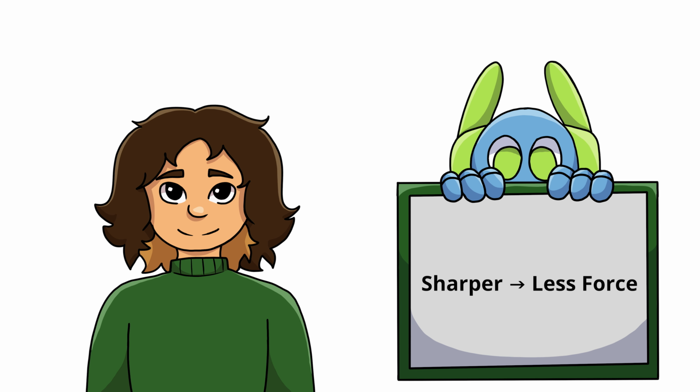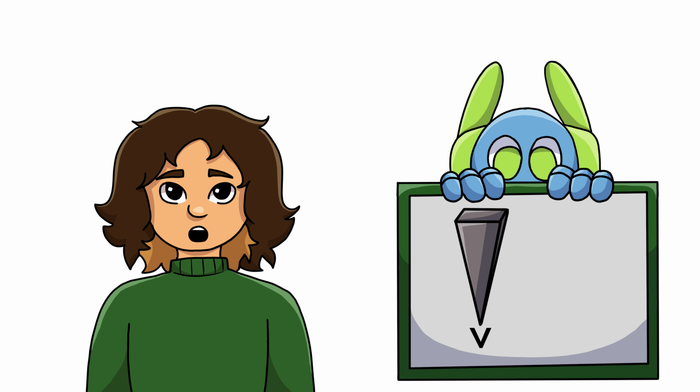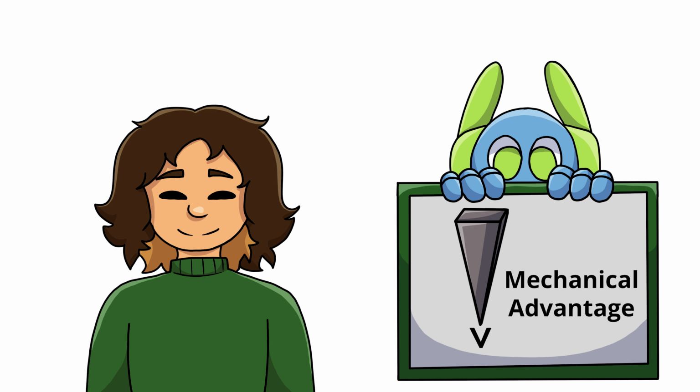The sharper a wedge, the less force you'll have to use to cut something. So, you don't have to do as much work. That's because a sharper wedge has a smaller angle, which gives you a greater mechanical advantage. It spreads the force over a longer distance, making cutting easier.